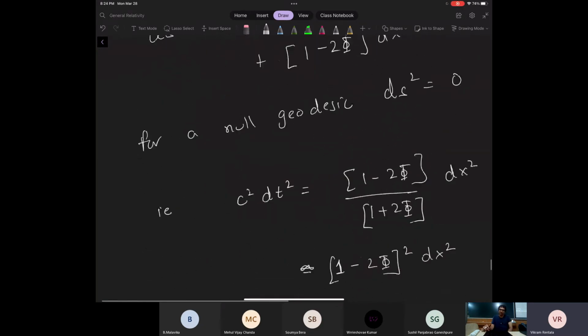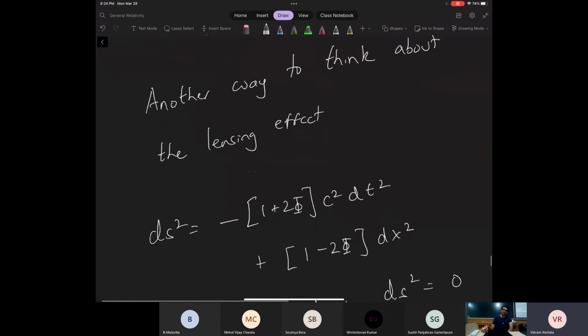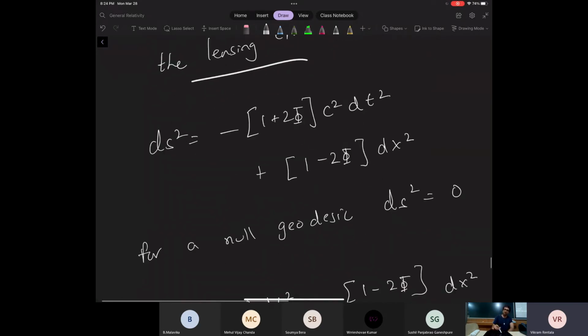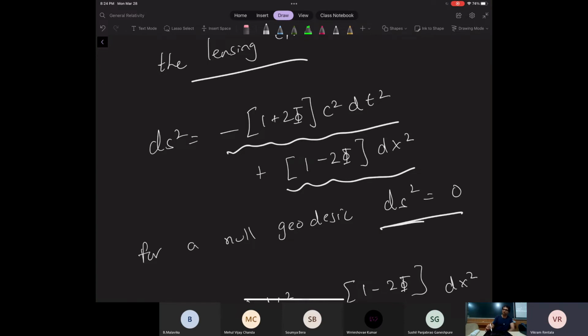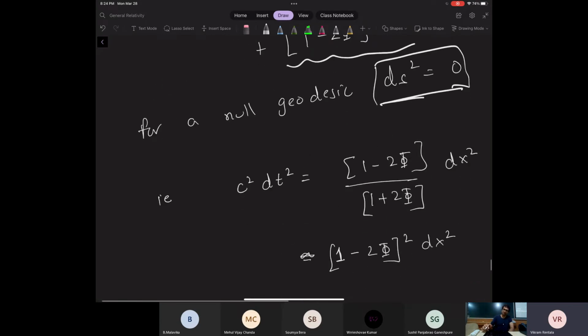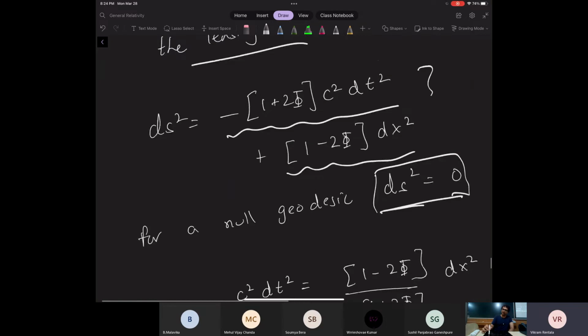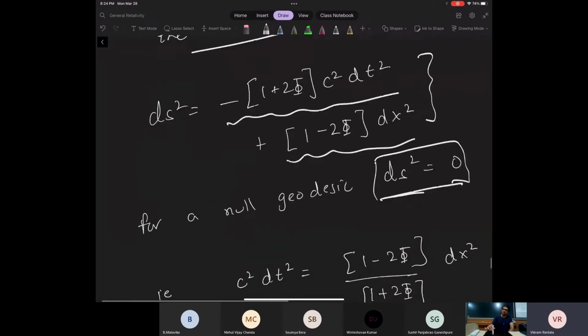And finally, I'll just tell you, there's another way to think about this lensing effect. We saw that we had this metric: (-1 + 2φ)c²dt² + (1 - 2φ)dx². And for a null geodesic, we said ds² is 0. The proper time elapsed for a light particle is 0. So I can just equate this to 0, and that gives me the trajectory that a light particle moves on.